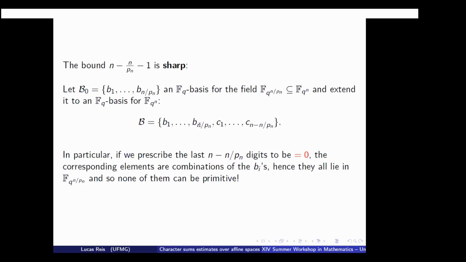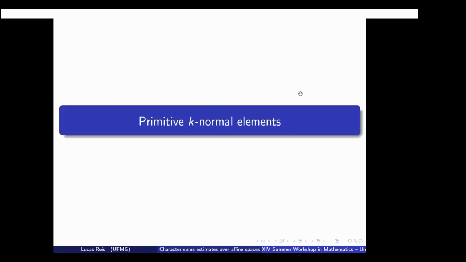But any linear combination of the B's will again be an element of this subfield, because the B_i's comprise a basis for this subfield. So any combination of the B's will again be in the smaller field. So we cannot have a primitive element in this subfield; you cannot generate the whole field.